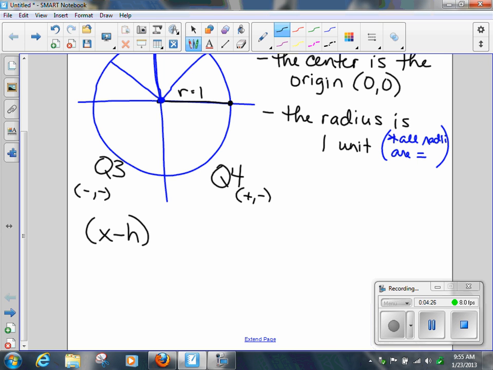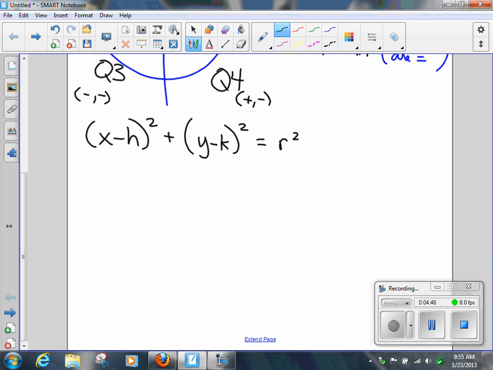Because these letters always make so much sense. X minus h quantity squared plus, do you remember the other part? Anybody? Y minus k quantity squared is equal to r squared. Okay? That's the basic equation for any circle. Now that's important to us.